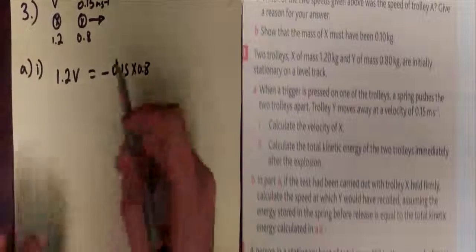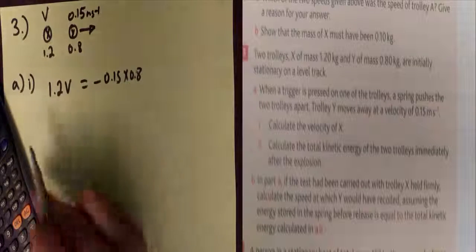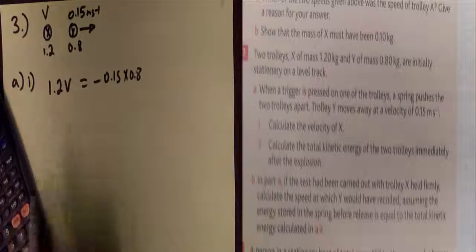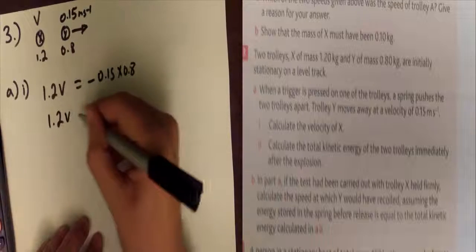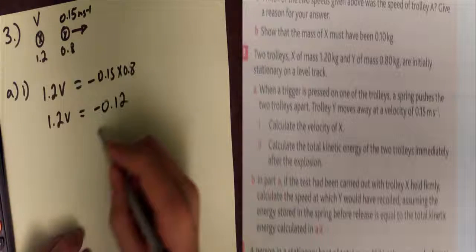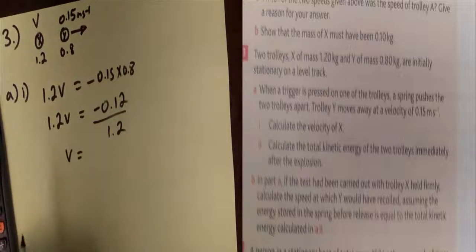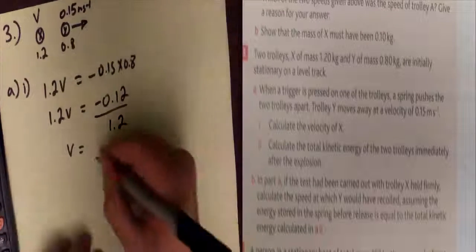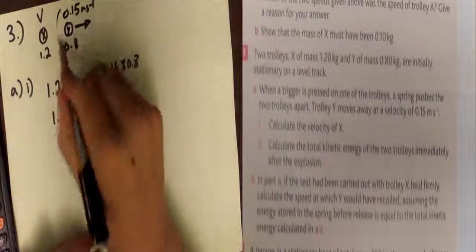The sign isn't particularly important, but it's nice to have, in case you're asked which direction it's travelling. So minus 0.15 times 0.8 is equal to minus 0.12. To get V on its own, we divide by 1.2, and we find that V is equal to 0.1 in the opposite direction of this. Nice and easy.